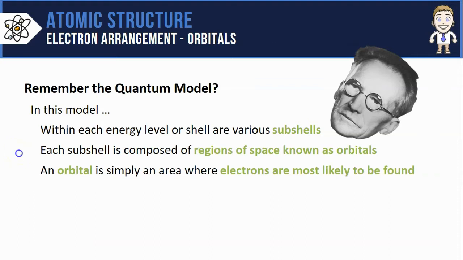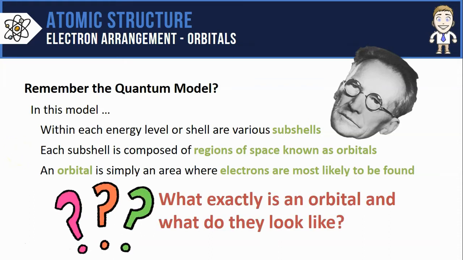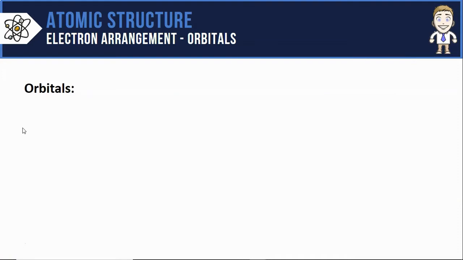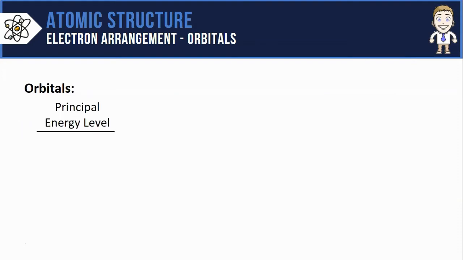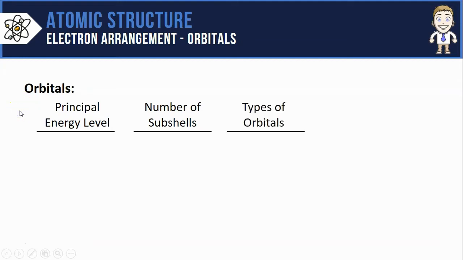This leaves one lingering question in my mind, and that is, what exactly is an orbital, and more importantly, what do they look like? I think the best way to introduce orbitals and make sure we don't miss anything along the way is to introduce them with a table of 3 columns. The first column will list each overall energy level, or what we call in this model the principal energy level. For each of those, we'll say exactly how many subshells exist in that energy level, and then for each subshell, what type of orbital exists there.